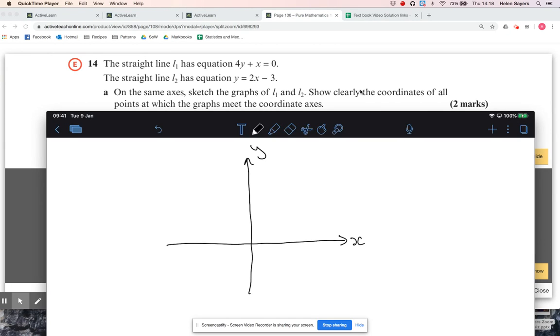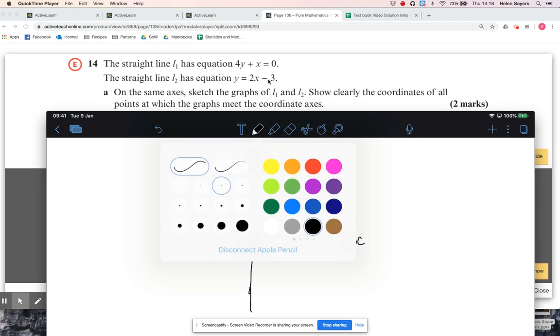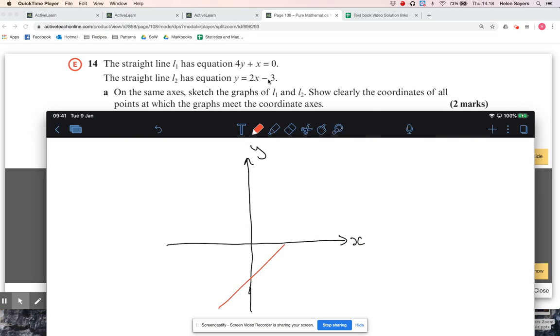Okay, so let's start with line 2, because that's in the form y equals mx plus c. So I've got the luxury of being able to use colours. So that's line 2, so y equals 2x minus 3. So it cuts the y-axis at minus 3, and it cuts the x-axis where y is 0. So just a quick bit of solving there. So that's 3 over 2. And you watch out for, should it be positive, should it be negative? Because then it should be obvious if you've made any slips.